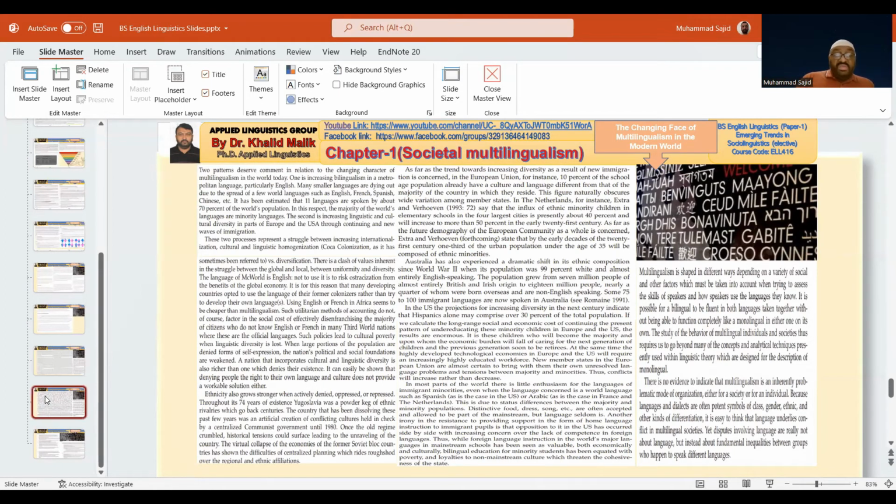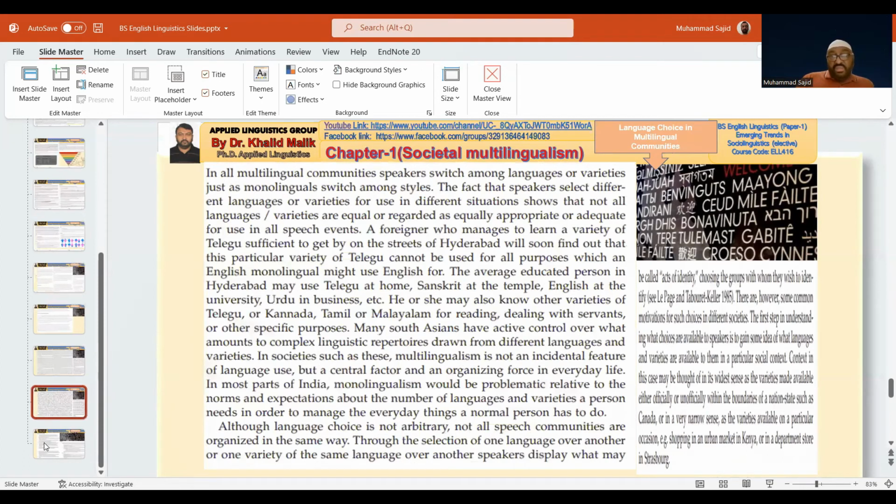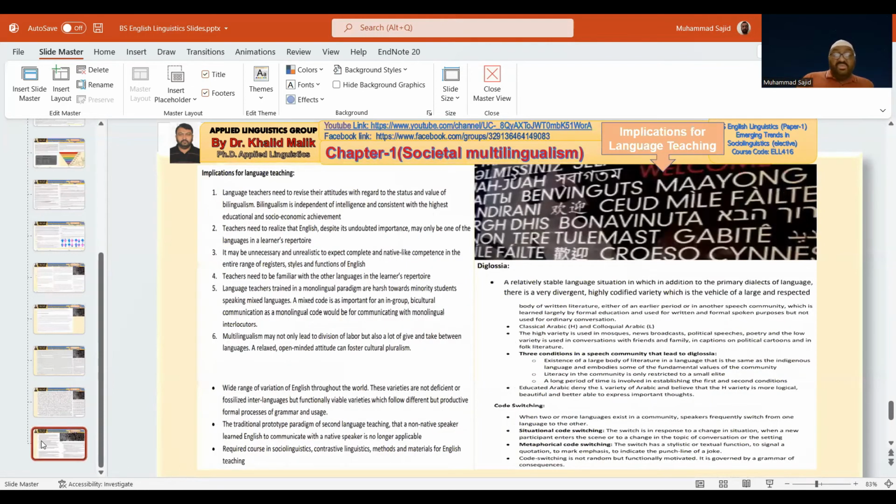With that, I discussed language choice in multilingual communities. What are the language choices? I told you 11 languages are roaming around the world, or 70% of the world. And the rest of the languages are not very important. Then in the end, I discussed implications for language teaching.